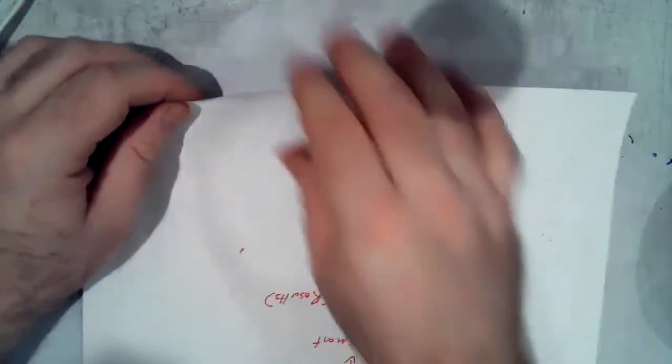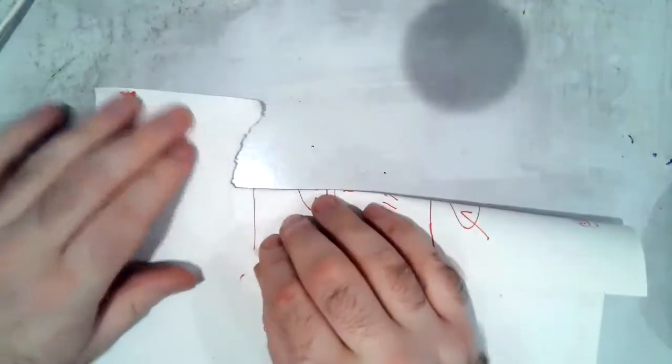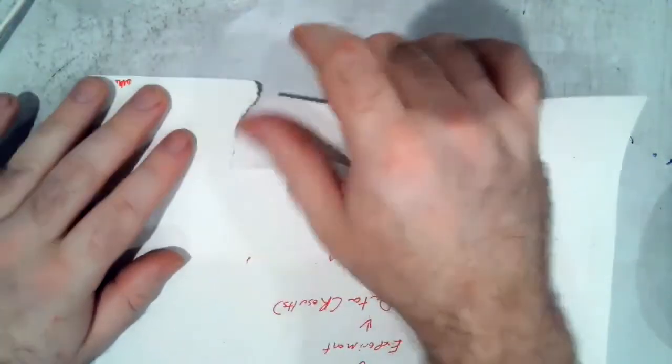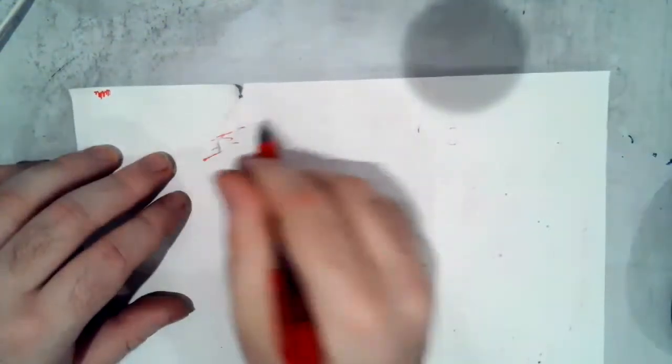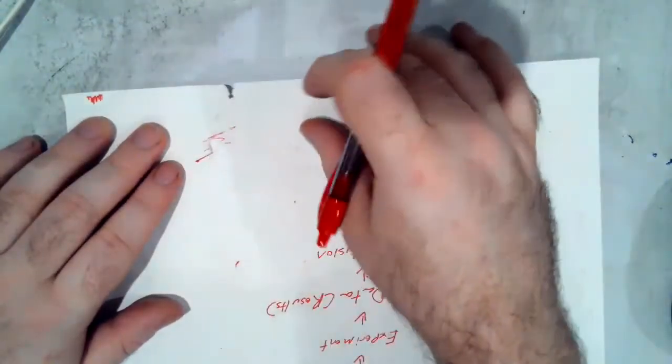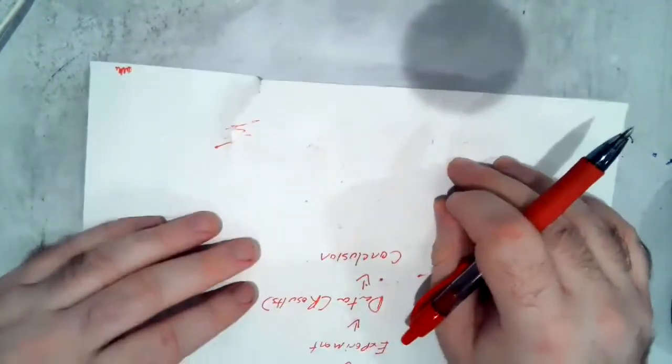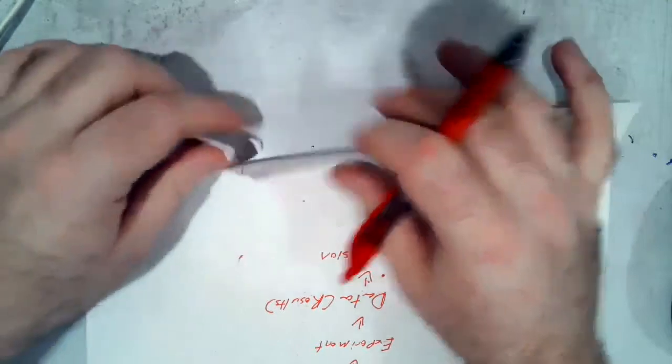If I were to just rip the paper here, right? It's still paper, right? I can still write on it. It does its job. This is a physical change that just happened. I just changed the size of the paper, but it's still paper. I can still write on it.